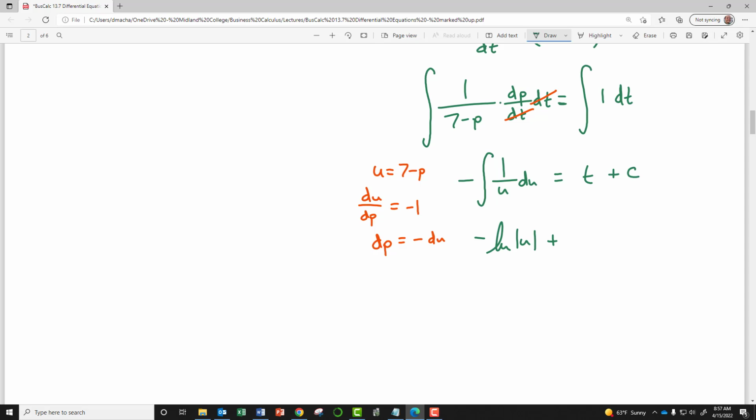And I could add a plus c over here, but if I call this one c1 and that one c2, what I could do is just subtract c2 from both sides, and then I end up getting natural log of u equals t plus c1 minus c2. But at this point, we haven't decided yet what value c1 has and what value c2 has. The word we use to describe these is arbitrary. c1 is an arbitrary constant, c2 is an arbitrary constant.